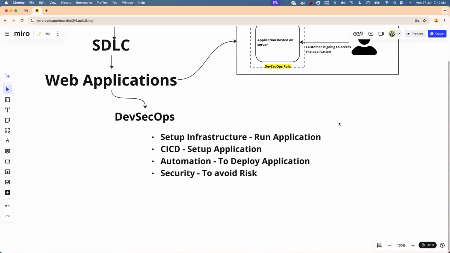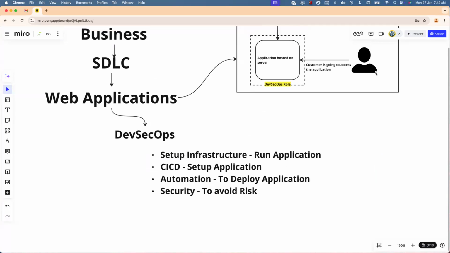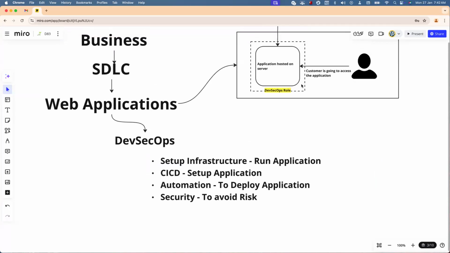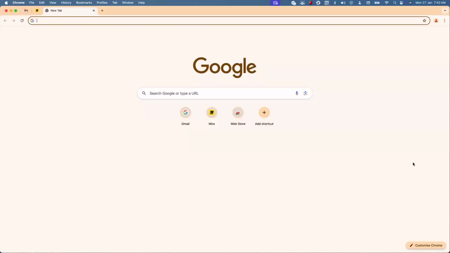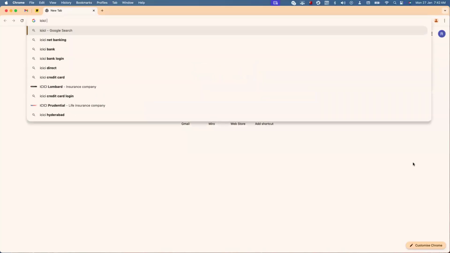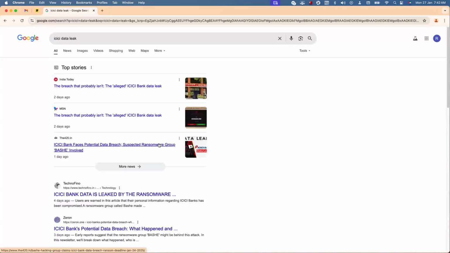Because you're exposing this application to the outside world, the public is accessing it. Somewhere from the internet, someone is accessing it, so there is a risk involved. Just as an example, yesterday or the day before, one of the leading banks in India, ICICI, had a data leak.